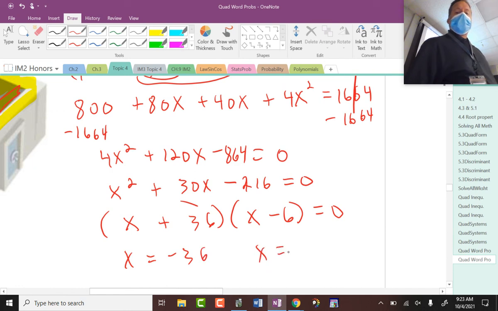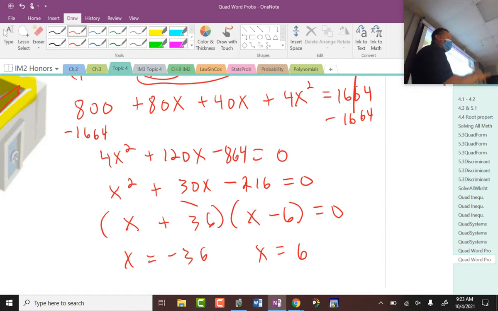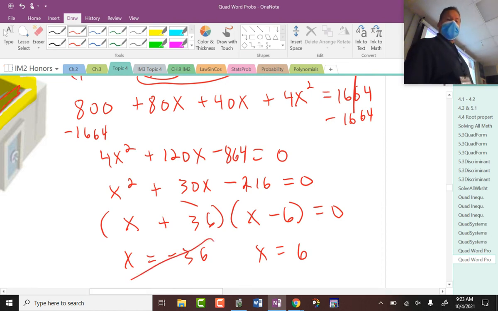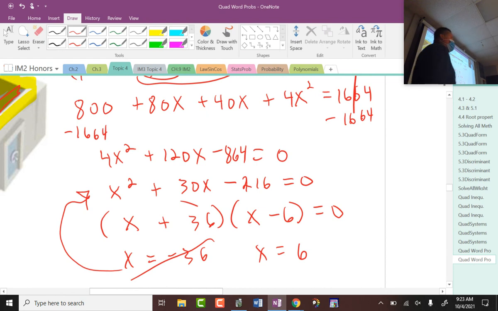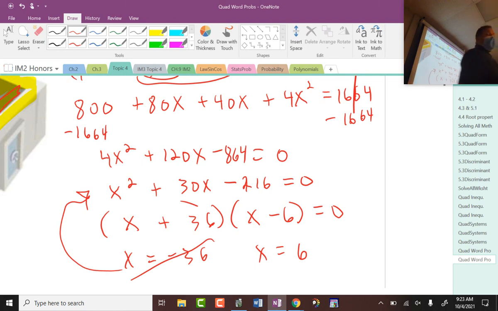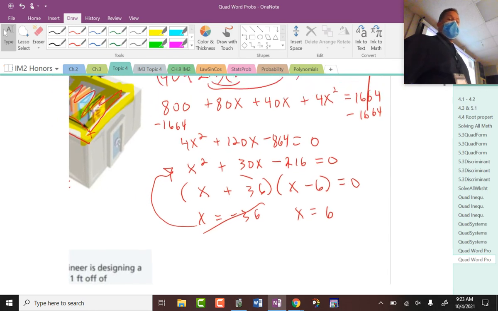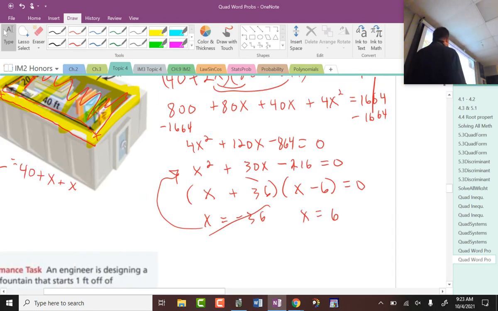-36 and x equals 6. Which answer does not make sense for this question? Which answer doesn't make sense for this specific question? -36. This solves this and solves the original, but this doesn't make sense in a real world question. So you've got to really make sense out of your answers depending upon the question that you're answering. If this was just to solve this quadratic, then you'd leave it. But since it's a real world length question, you don't leave it. You get rid of it.